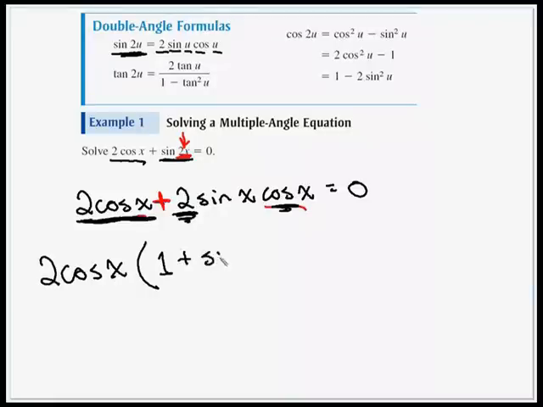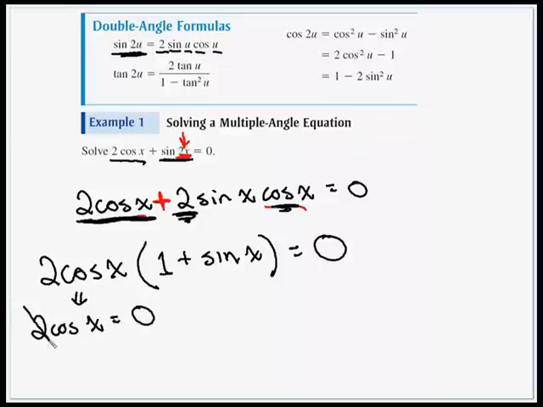So they have just sine x equal to 0. Now we've factored the left side and set it equal to 0. Now we set each factor to 0. If I set 2 cos of x equal to 0, I can divide both sides by 2, and 0 divided by 2 is still 0. So we get cosine of x equals 0.